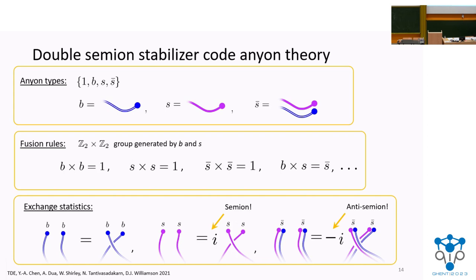It's also distinct from the Z4 toric code. It can be shown that this is distinct from any number of toric codes. So this is a topological stabilizer code which is new in the sense that it's characterized by a different anyon theory than that of any toric code. So how did we construct this model?